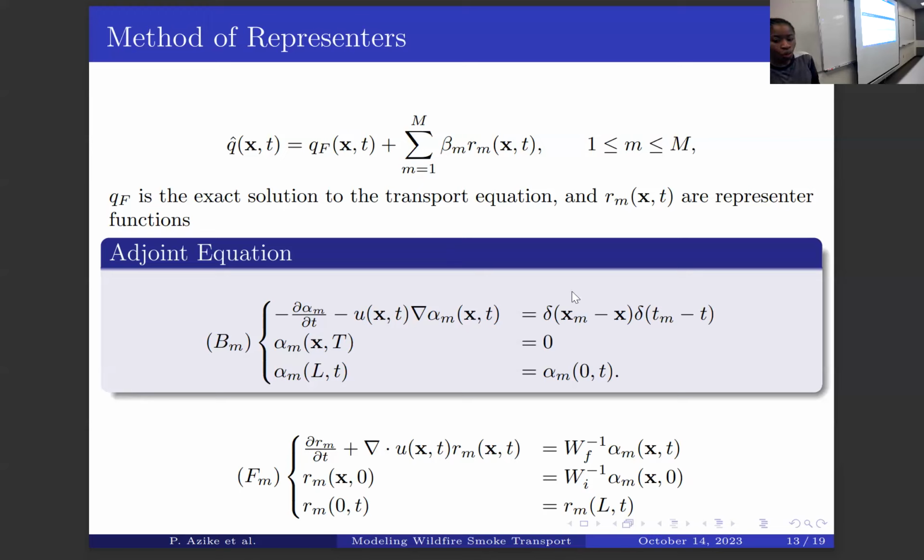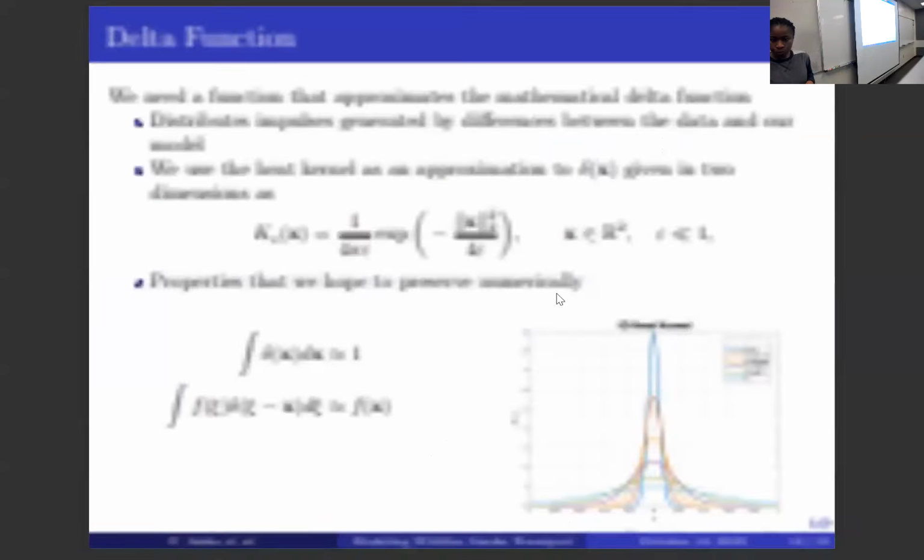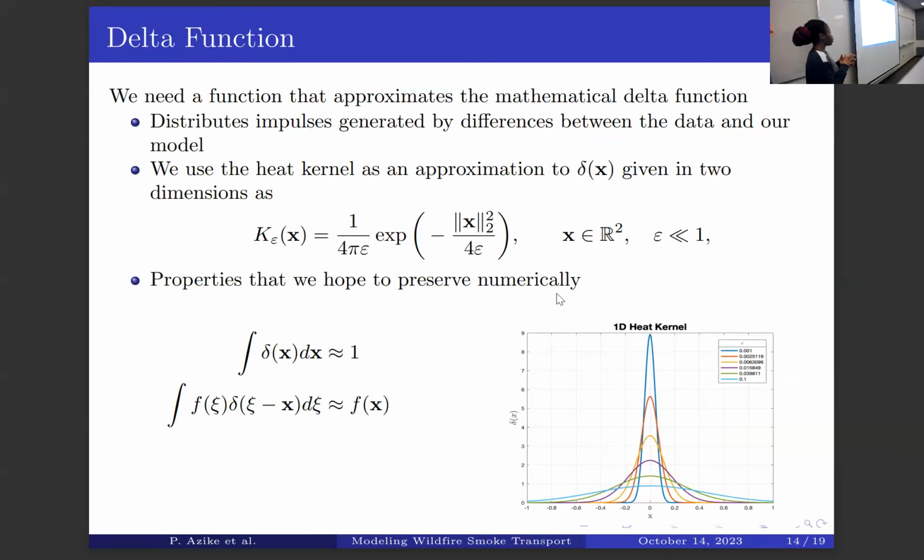However, we also need to know what delta X, the delta function here, is. This is the source term for our adjoint equation. And because the delta function is itself a distribution, we need a function that we can use to adequately approximate that. And whatever function we choose, we have to make sure it satisfies the properties of the delta function, the normalization and the shifting property. So this is the normalization property, this is the shifting property.